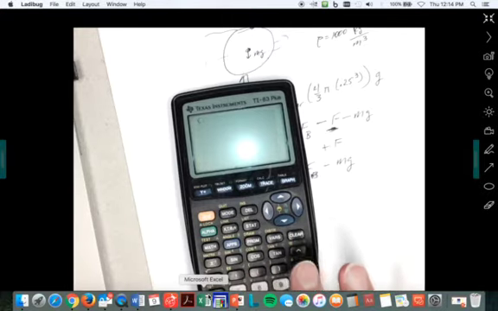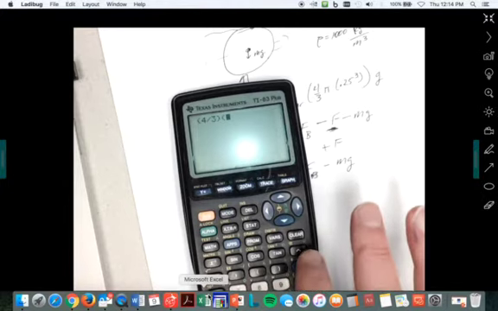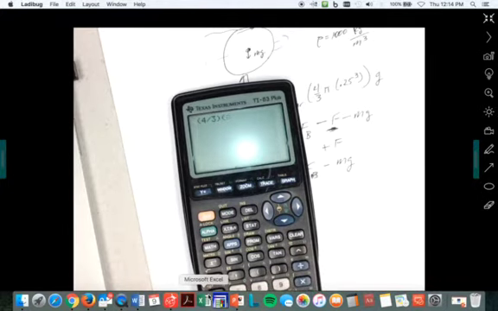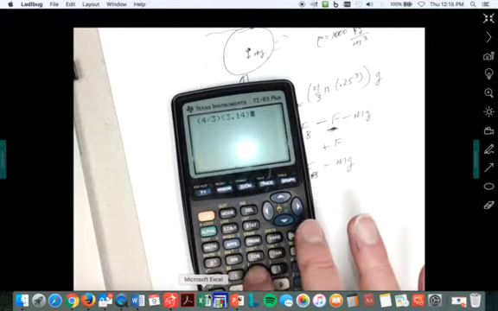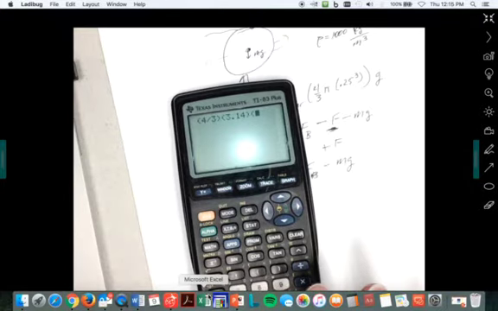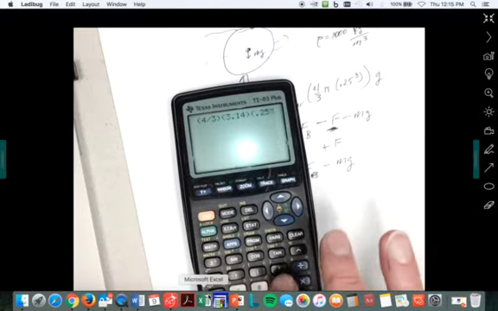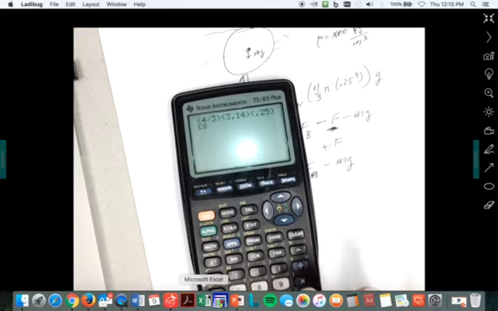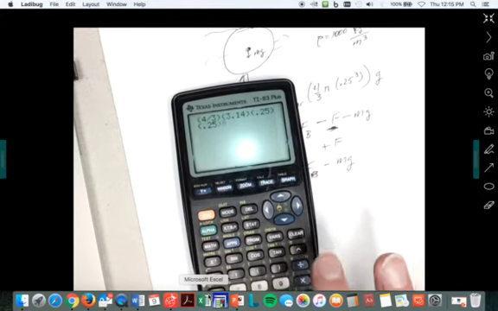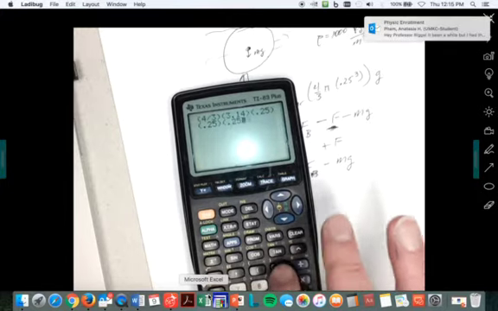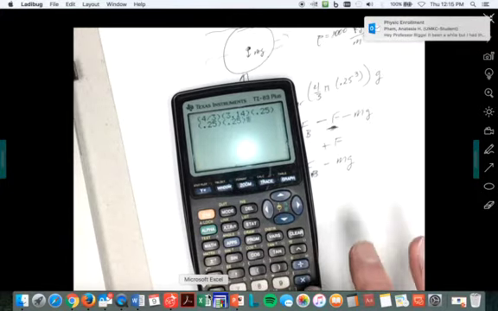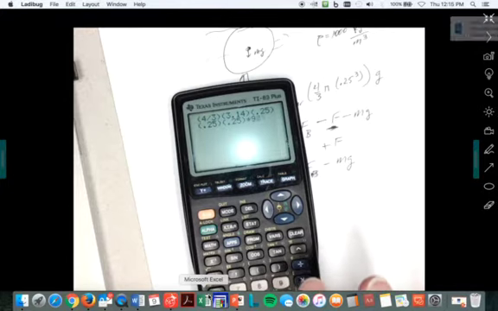In parentheses, I'd take 4 divided by 3. If you don't have a pi key, and notice mine has a pi key, I'm just going to put in 3.14. Notice I do everything in parentheses. Times 0.25 times 0.25 times 0.25, multiplying everything out in parentheses, times 9.8. That's my buoyant force, and this is going to be huge.